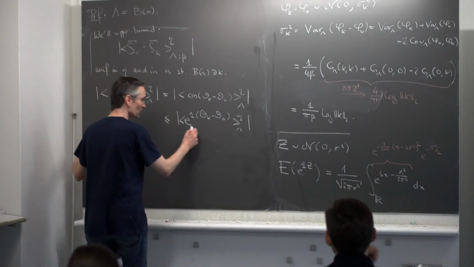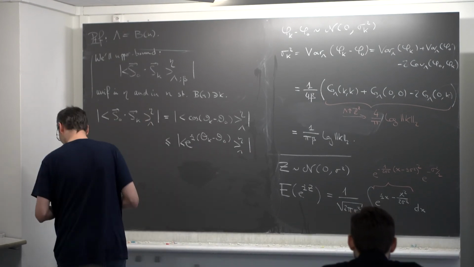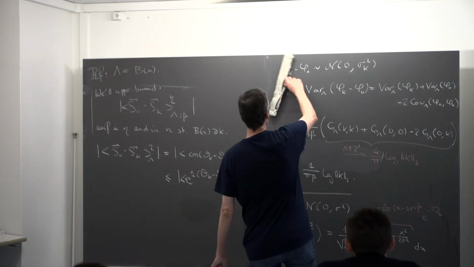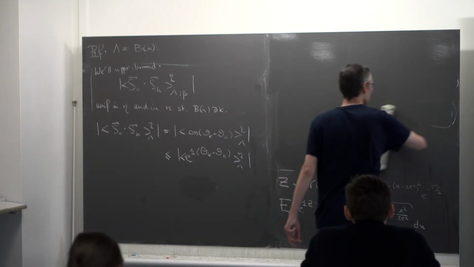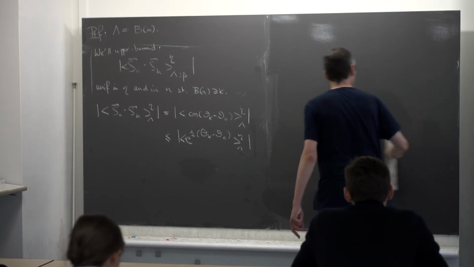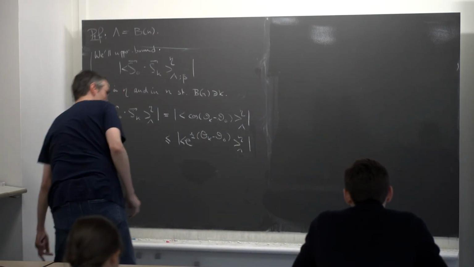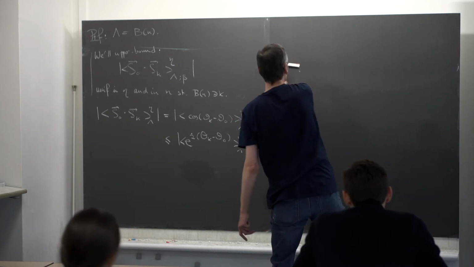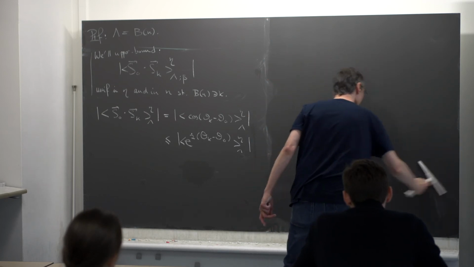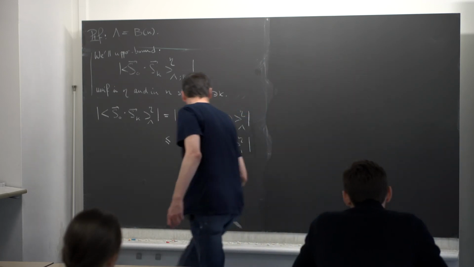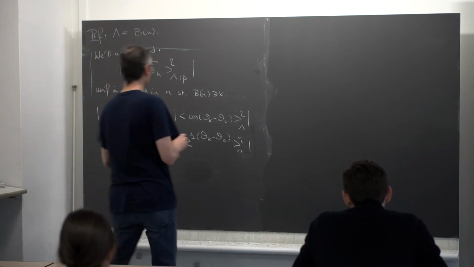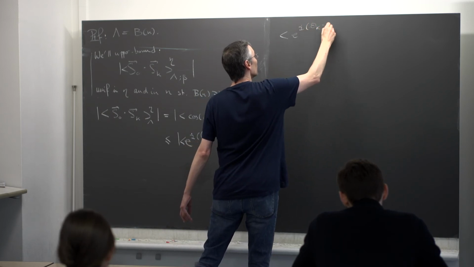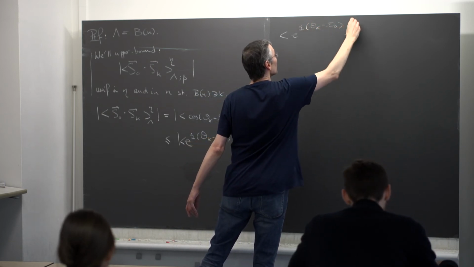So this is an inequality. What I want to understand now is this expectation here, but directly in the XY model, not going through the GFF as we did in the heuristic argument. So let's look at the expected value of e^{i(theta k minus theta 0)}.